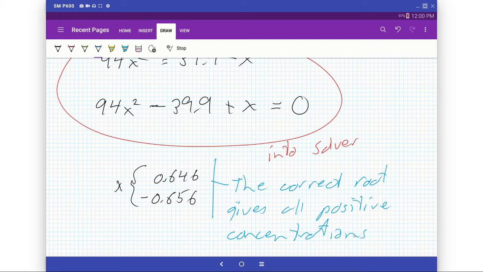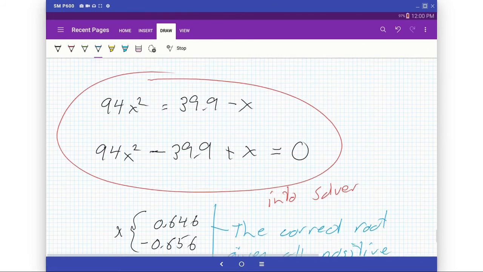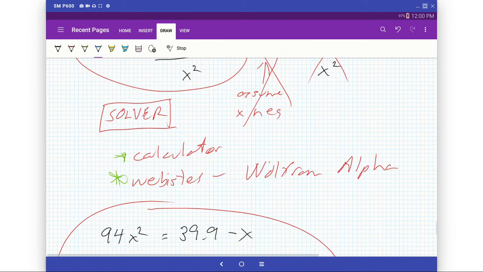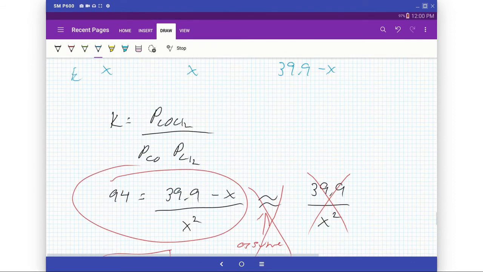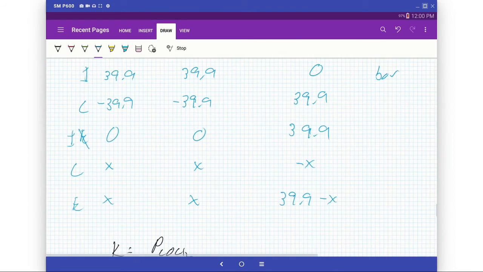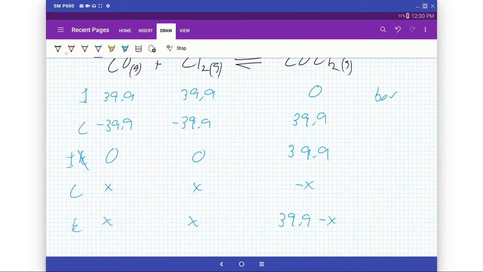The correct root gives all positive concentrations. And it doesn't matter if you have a third or fourth or fifth order polynomial, you're going to get 5 different values of x. Only one will give you all positive concentrations. So if I flip up to my ICE table that we have up here, we see that we have x over here. And so the only way that these concentrations are going to be positive is if x is a positive number. And so that's what we are going to end up doing.